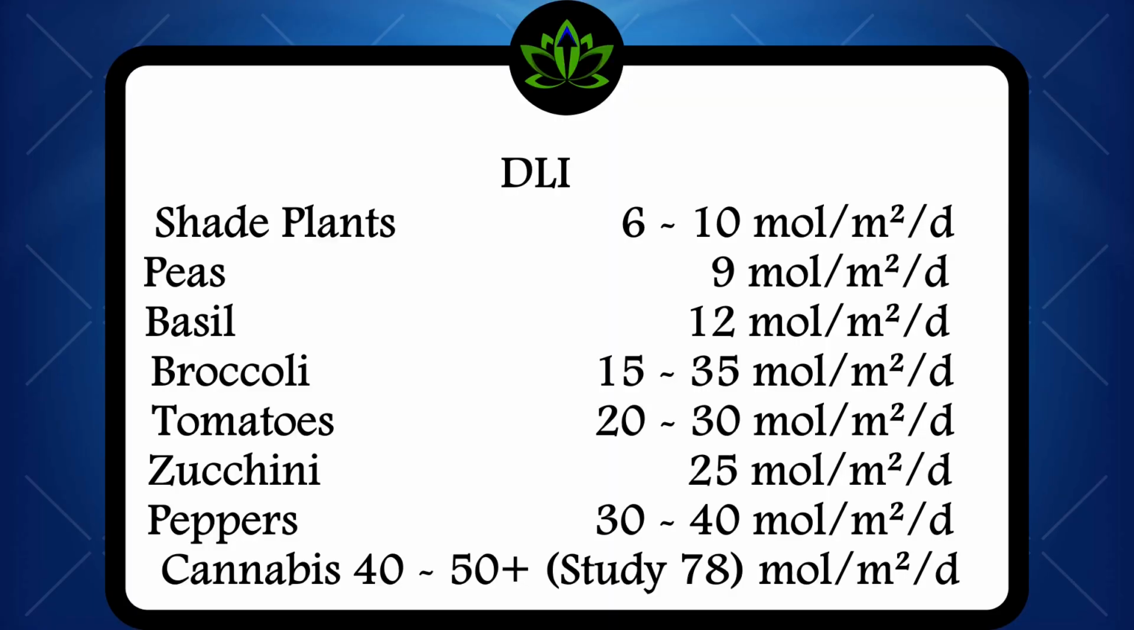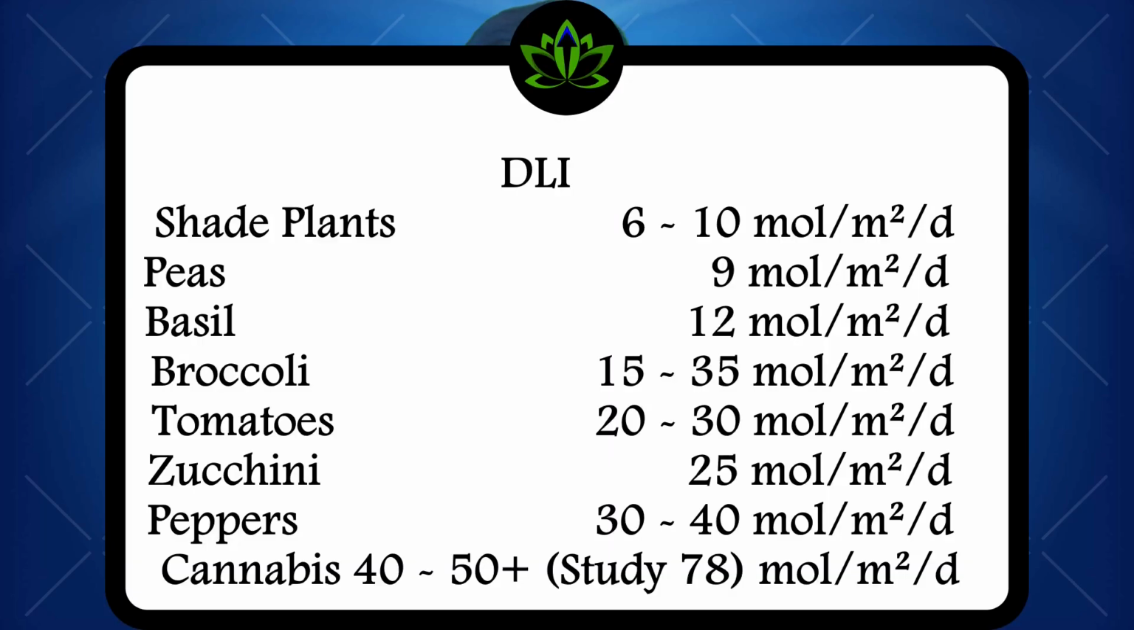Different plants have different DLI requirements based on their natural habitats. By understanding the optimal DLI of each plant, growers can adjust their lighting to provide the ideal amount of light without overexposing or underexposing the plants. And here are some optimal DLI requirements for common indoor crops. And as you can note at the bottom, many sources still put cannabis at 40 to 50 moles per square meter per day.